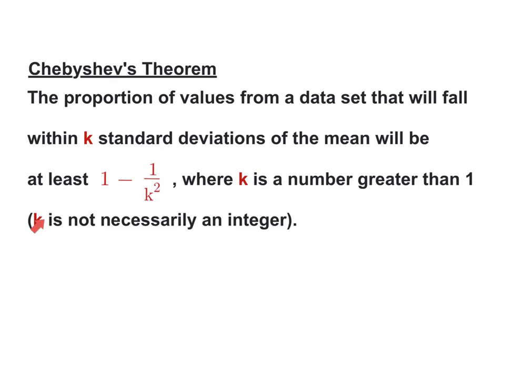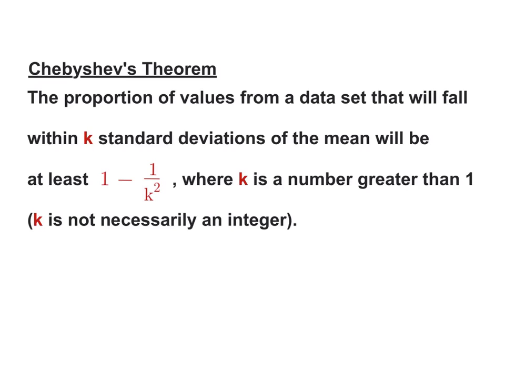K does not necessarily have to be an integer. A lot of the time k is going to be an integer, but not always. And what this ends up giving us is a percentage. Okay, it says proportion, but we're going to think about it as a percentage of the data that lies within so many standard deviations. In this case, within k standard deviations. Now, the values that you were finding yesterday, the standard deviation, was how far away each value was from the mean. Okay? And again, that talks about spread.